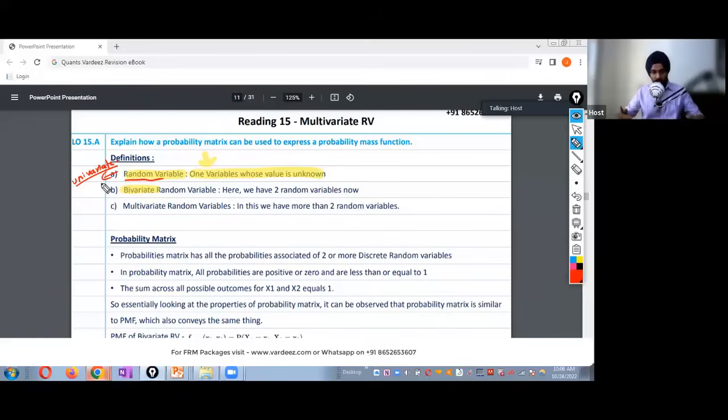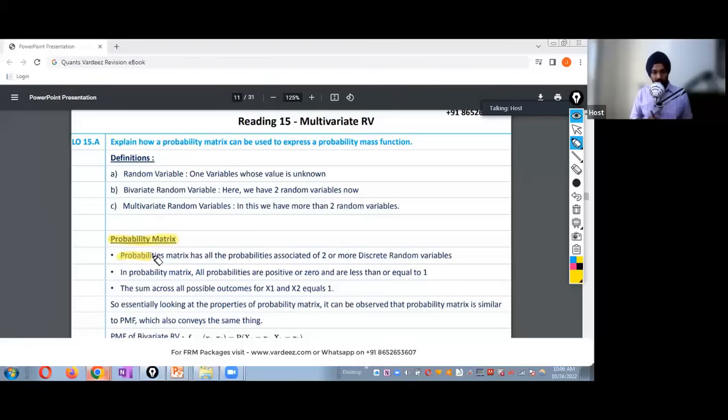A single random variable, one random variable, is called univariate. We will often come across univariate, so you should say, okay, it's one thing only. Bivariate means two random variables. Multivariate means more than two random variables. And the entire chapter is about multivariate random variables. But remember, for this particular chapter, we are just sticking to bivariate random variables. Okay, moving on from the definitions, let's look at the probability matrix.